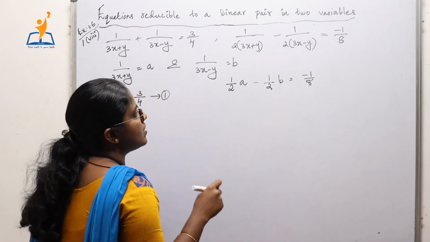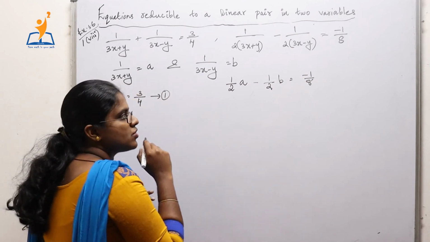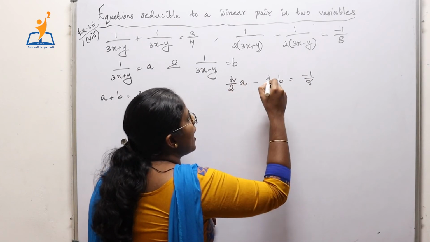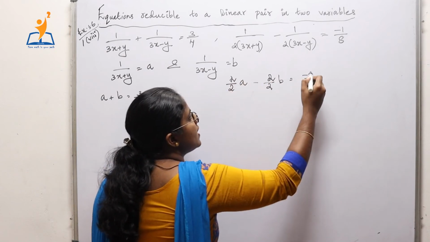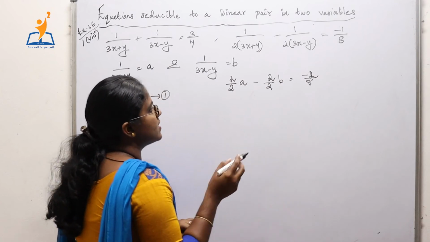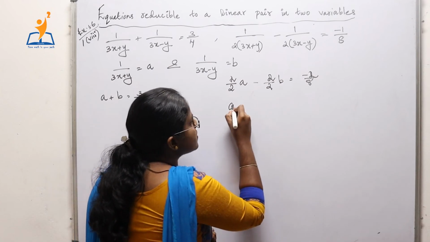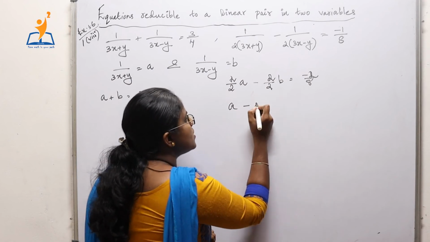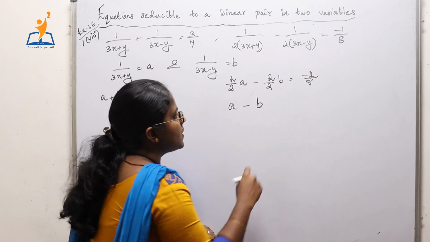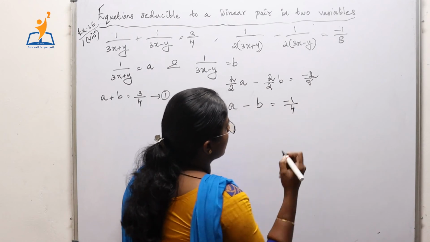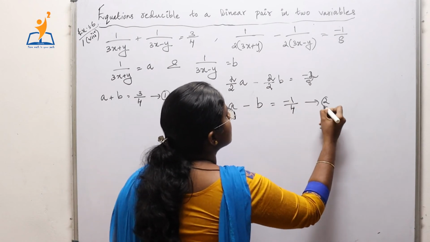For simplification, we are going to multiply this equation throughout by 2. That is (2/2)a − (2/2)b = −2/8, which will become a, since 2/2 is 1, so a, minus 2/2 is again 1, so minus b, is equal to −2/8, which means −1/4. This is our equation number 2.